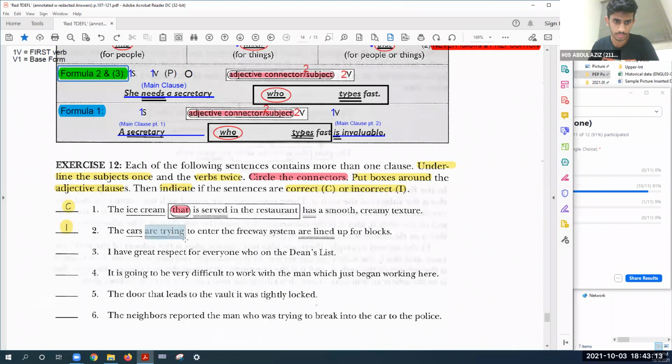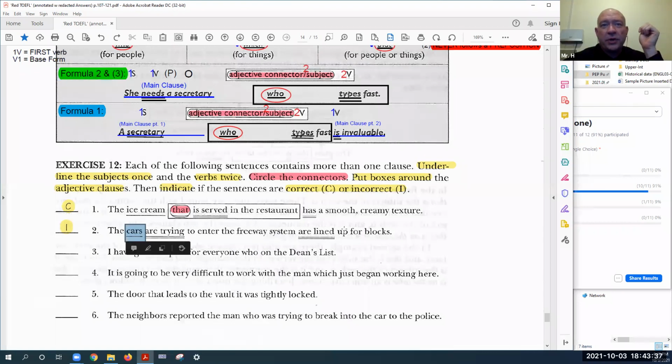Subject: cars. Cars are flying. Is it singular or plural? Plural. Okay. And are trying, what about the verb? Does this verb match? The cars are trying. Yeah, it matches, right? It matches. Okay. How about the next verb?